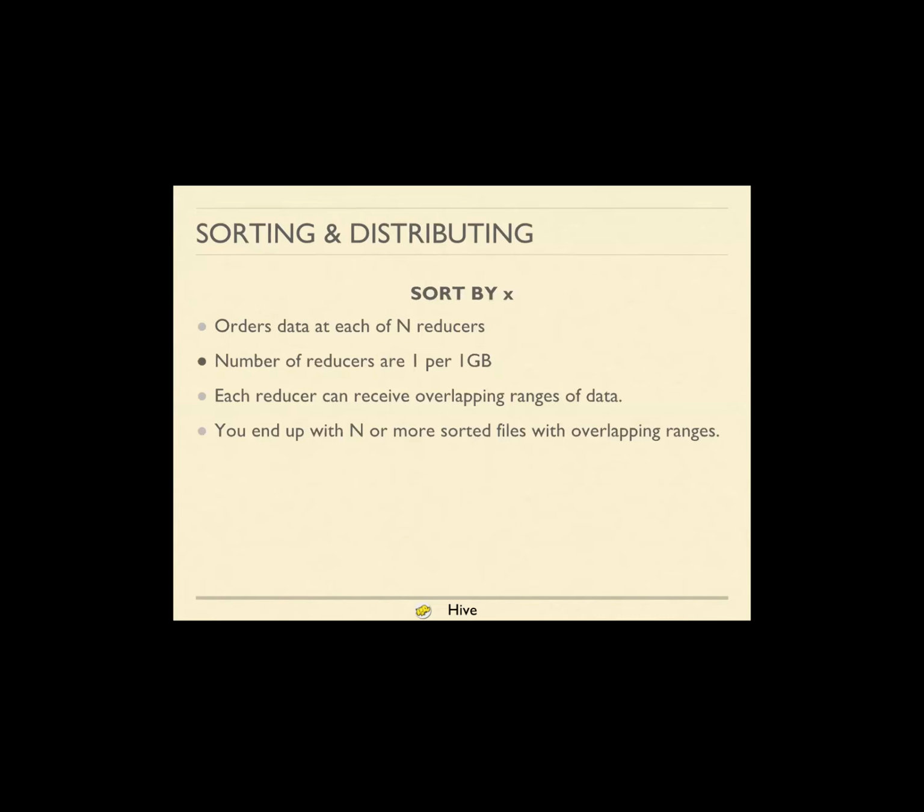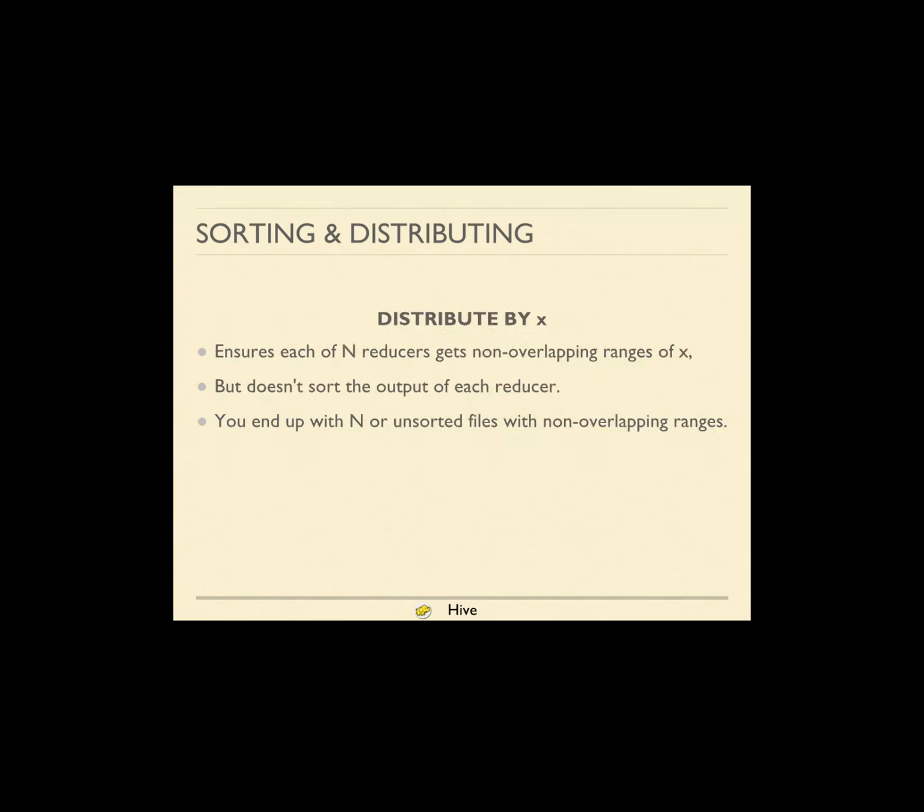Sort by X, as in first order the data by a particular X, and then use this. But this was not sufficient. It's equivalent to saying we have so many reducers, but every reducer is going to have its own sorting. Therefore, we needed a partitioner earlier.